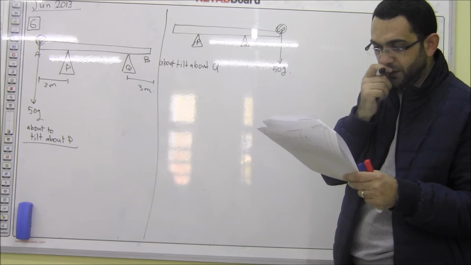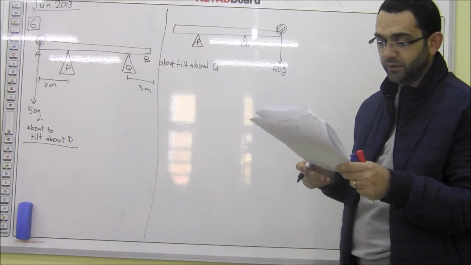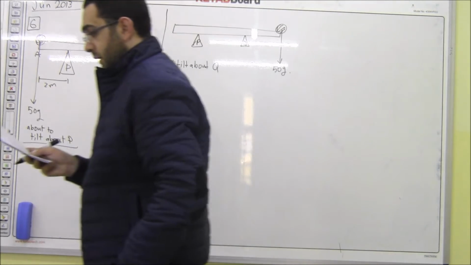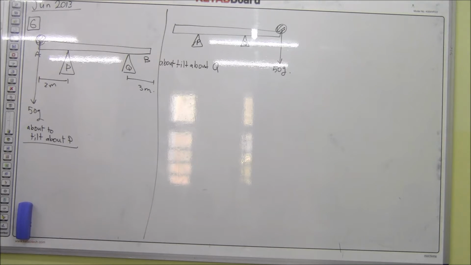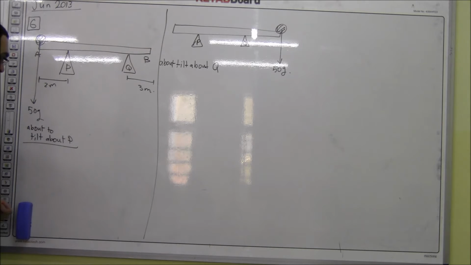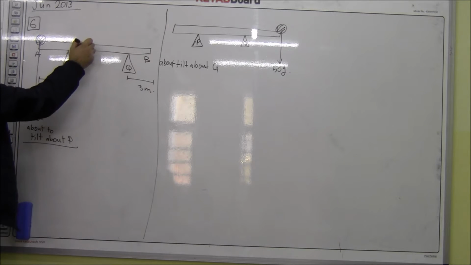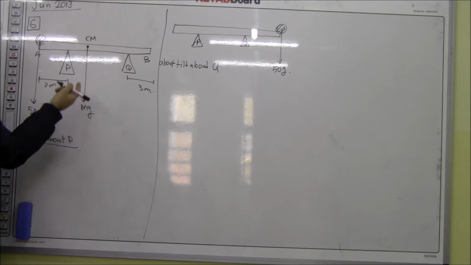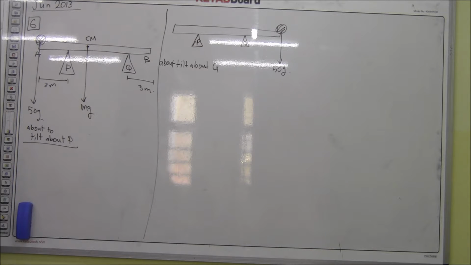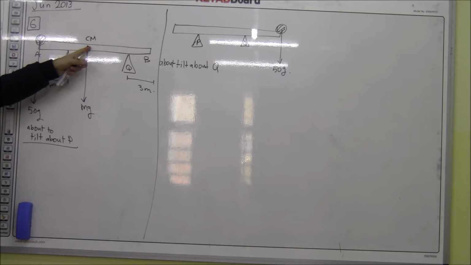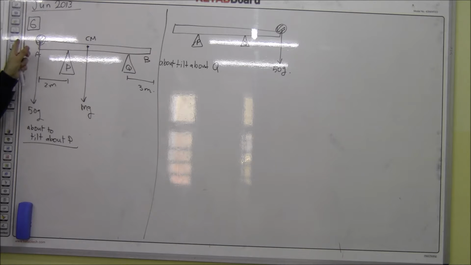The child is modeled as a particle. The beam is modeled as non-uniform. So I have to assume the center of mass is anywhere. Let's say here is the center of mass, with mass mg, I don't know exactly. I will take moments about either A or B.